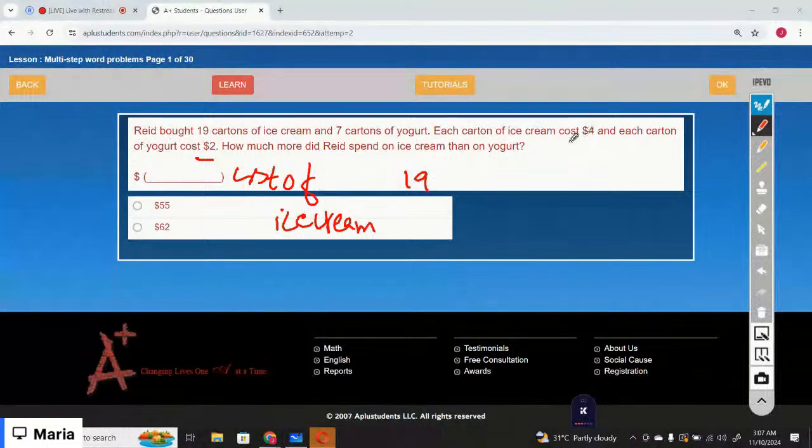Each carton of ice cream costs $4. So 19 times 4, right? 4 times 9 is 36. $76 it is, right? Now calculate the cost of yogurt. That is 7 cartons of yogurt, each costs $2. $14. The question is, how much more did Wright spend on ice cream than on yogurt?